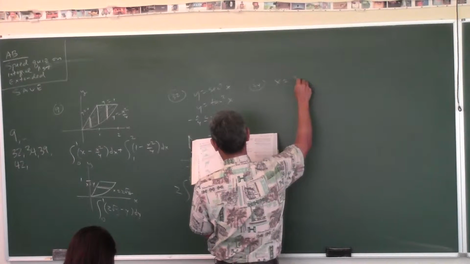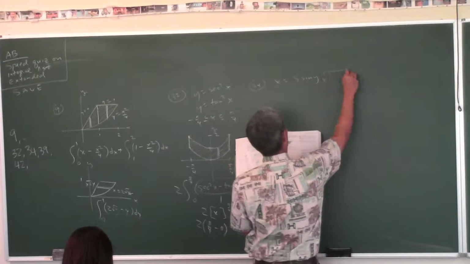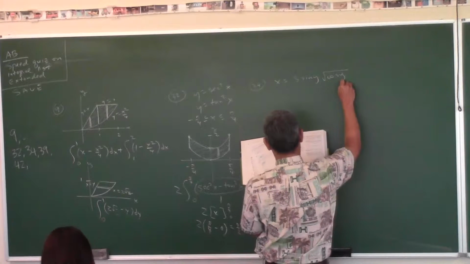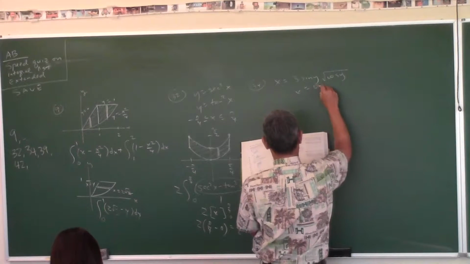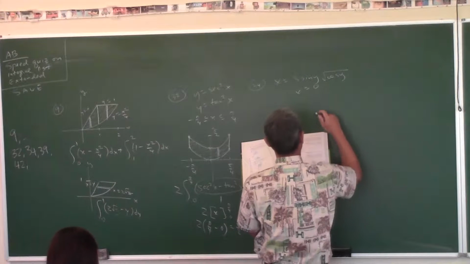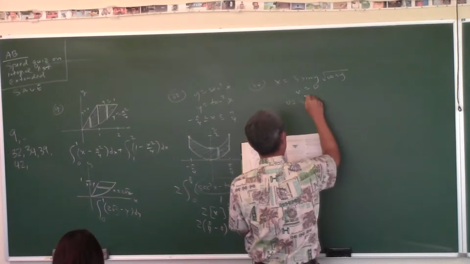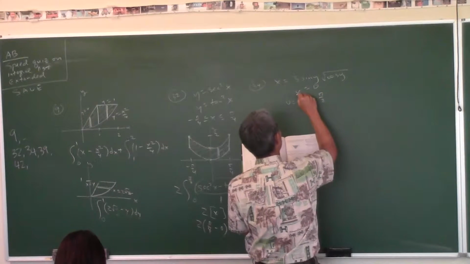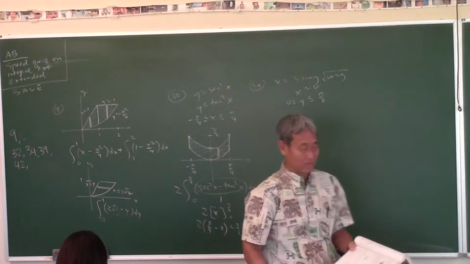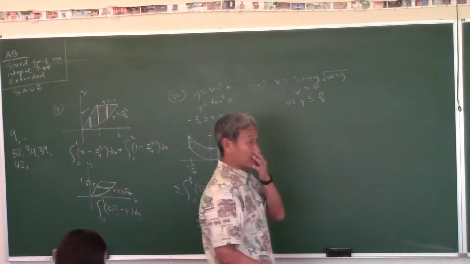x equals 3 sine y radical cosine y, x equals 0, between y equals 0 and pi over 2. Okay, Mr. Park, I don't know what that graph looks like. Neither do I, but at least you can draw a sketch.